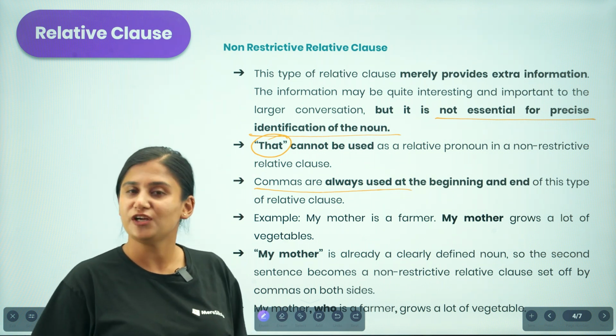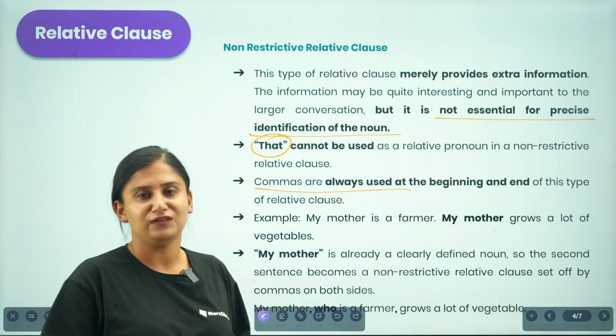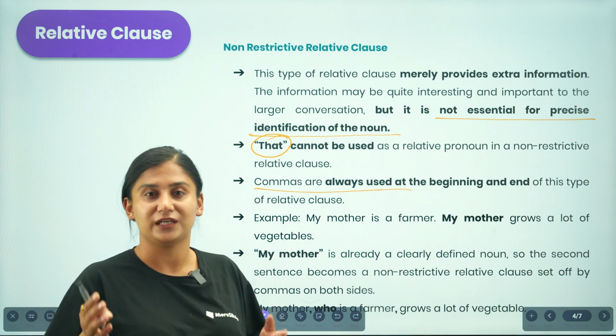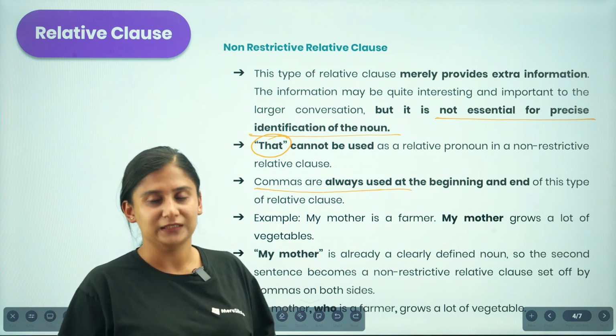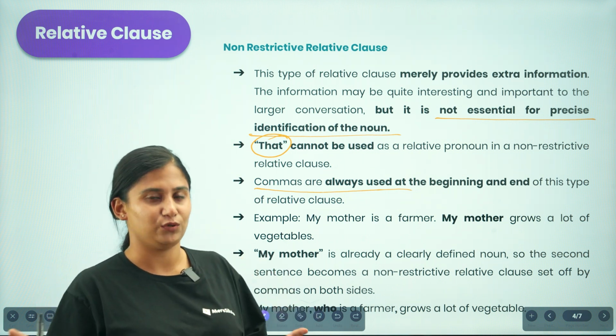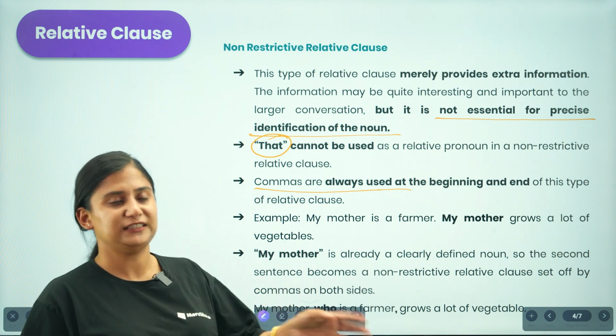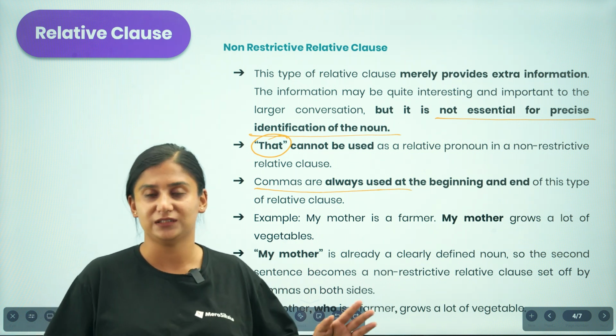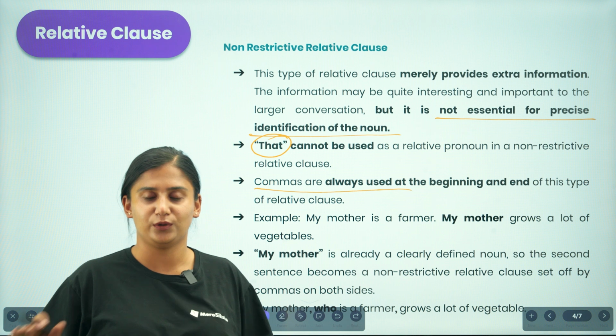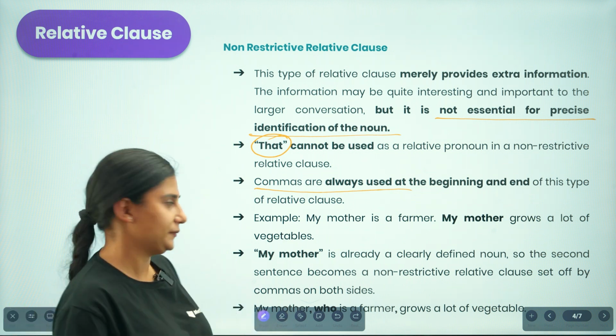So in order to differentiate between restrictive and non-restrictive ones, you can differentiate them with the use of commas as well. That's the easiest method for you to tell that this sentence belongs to the category of restrictive and this one belongs to the category of non-restrictive.